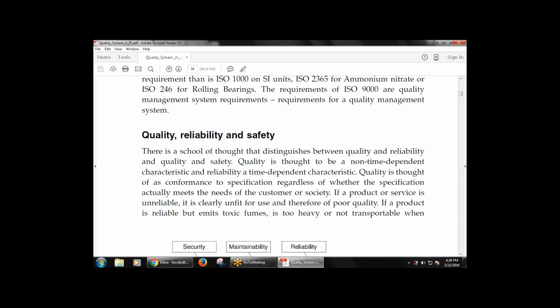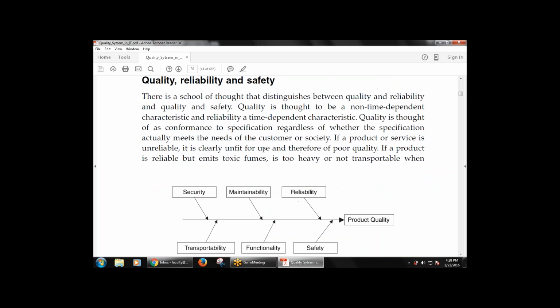Now, next is quality, reliability, and safety. That is how the quality is safe, reliable, and we can trust the reliability and we can trust the quality. So there is a school of thought that differentiates between quality and reliability, and quality and safety. Now quality is thought to be a non-time dependent characteristic, and reliability a time dependent characteristic. So there are two types of characteristics that are available.